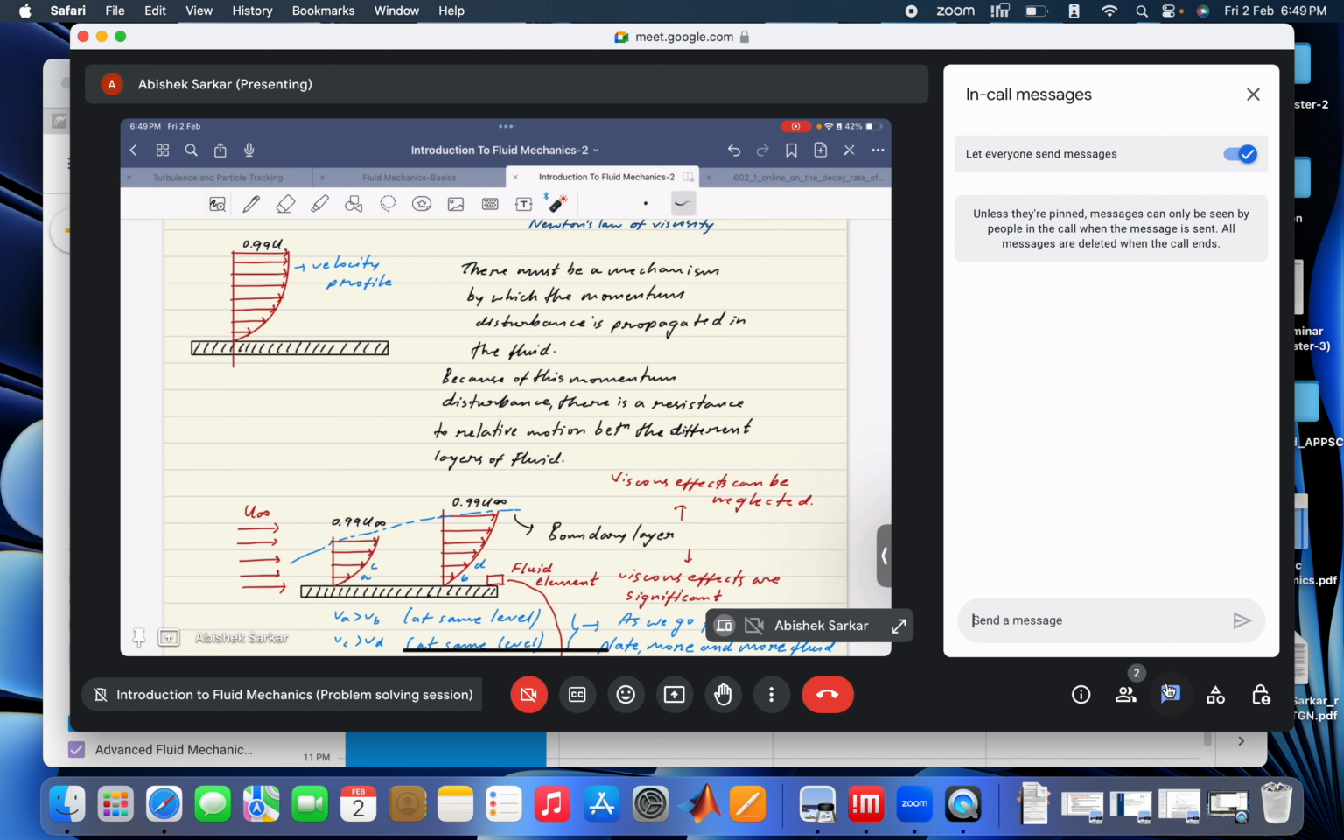Then there is a layer just above this layer of liquid. Let me draw it so it is not confusing. This is the layer that is stuck with the surface of the wall. So let's take u equal to 0. The velocity of this layer is 0.